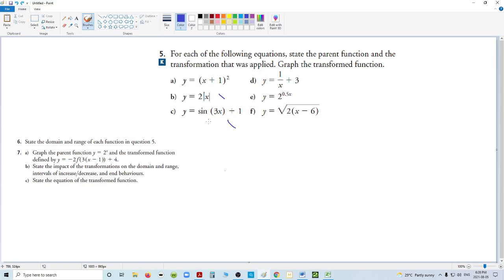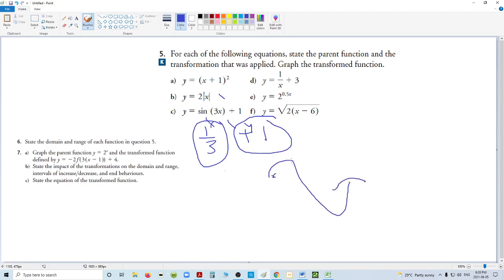What about this one? Well, this is definitely beside the x, and this is definitely not. So that means all my x values are multiplied by a third, and then all my y values are added 1, which means I'm experiencing a horizontal compression, and I'm translating everything upward by 1. So you would draw your original sine curve, figure out your key 5 points, multiply all the x values by a third, and then add 1 to all your y values, and you will have your new graph.